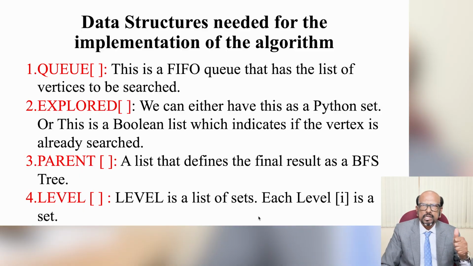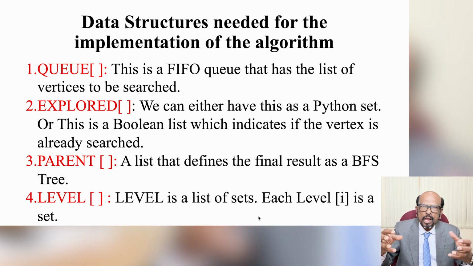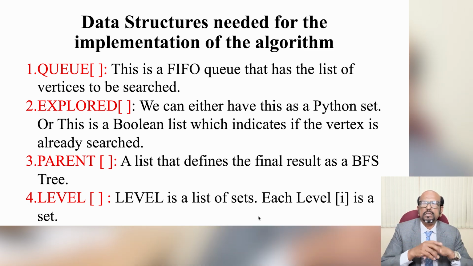So the first data structure is a queue. We need a queue in which the nodes are kept, and then one by one we pop and do the exploration. A queue is a first in, first out data structure. In Python, we are going to implement it using a Python list. So the queue is a Python list.